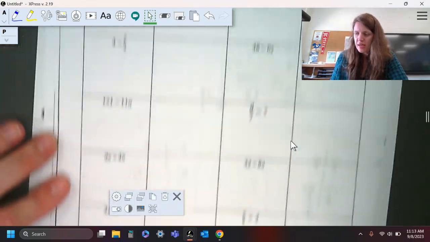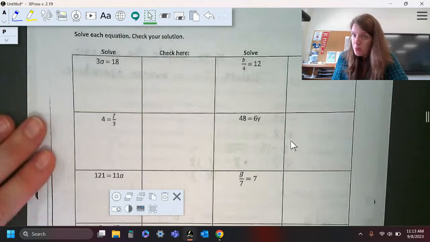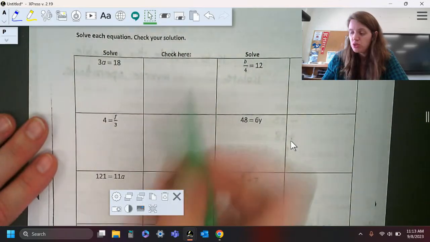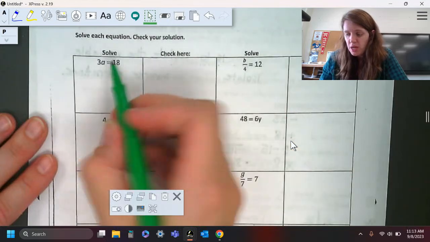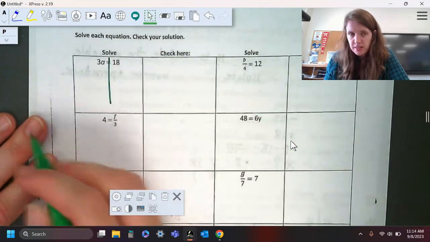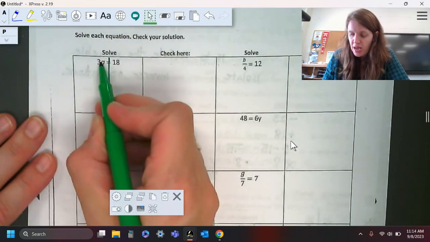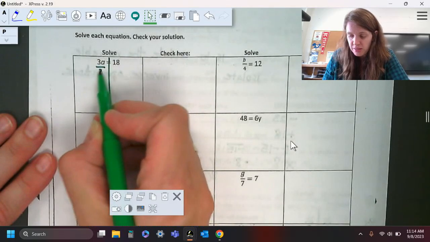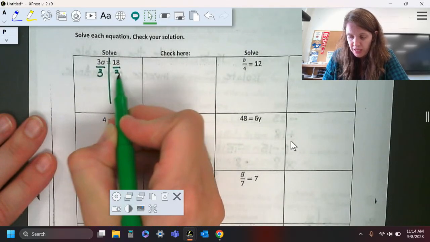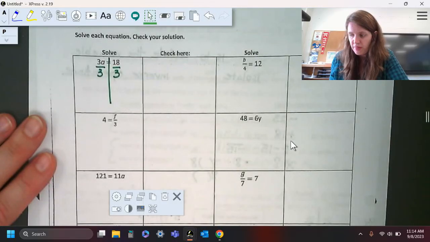All right, so on the back side, when you start these, right, I did not give you boxes here, but you're going to do the division or the multiplication step where you need to do it. So this is the left side and this is the right side. If I have 3 times a, 3 multiplied by a, the opposite of multiplying is dividing. So I'm going to divide by 3 on both sides. I'll get you started on that one.